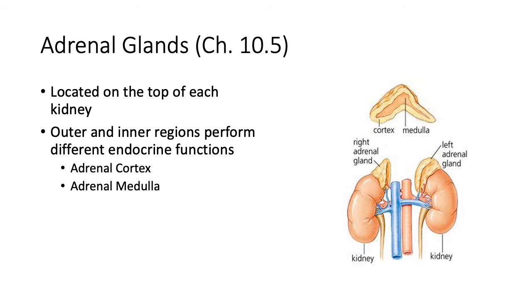All right, so moving down the body, from the thyroid and the parathyroid glands, we then run into the adrenal glands. And remember from part 1 of this video, those adrenal glands are located on the top of our kidneys, and they have 2 regions. They have an inner and an outer region, and each one performs different endocrine functions. So we'll see that the adrenal cortex releases and regulates different hormones than the medulla. So we're going to look at the adrenal cortex first.